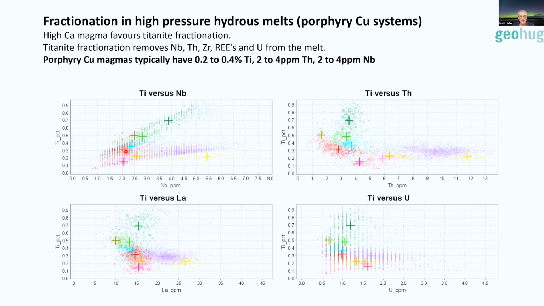Now, it took me a long time to realize this. I had looked at hundreds of data sets before I realized what was going on, but all of the porphyries I've worked on, the titanium content is always around 0.2, 0.3, 0.4%. They always have niobium around 2, 3, 4 ppm. They always have around 2 or 3 ppm thorium. They always have low light rare earths, low uranium. And they are way lower than the abundance of the high field strength elements in the crustal melts. Really distinctive signature of porphyry copper magmas.